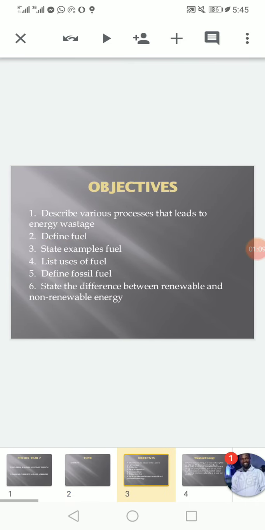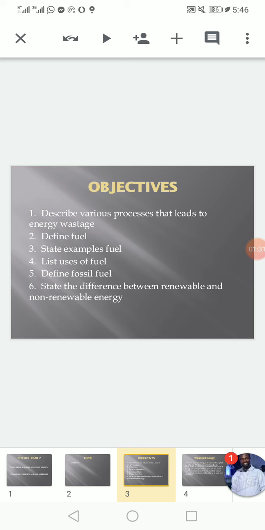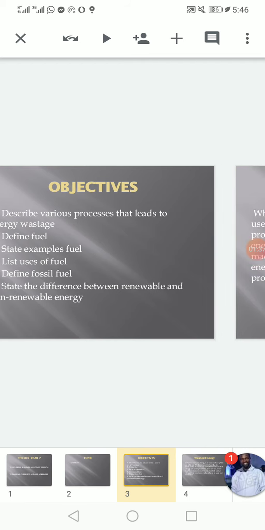Under this class, our objective is to describe various processes that lead to energy wastage. And I call it wasted energy. We are also meant to define fuel, state examples of fuel, state uses of fuel, define fossil fuel, state differences between renewable and non-renewable energy, and many more. I want you to pay close attention as we continue in our class today.